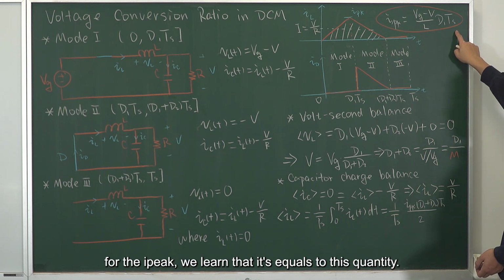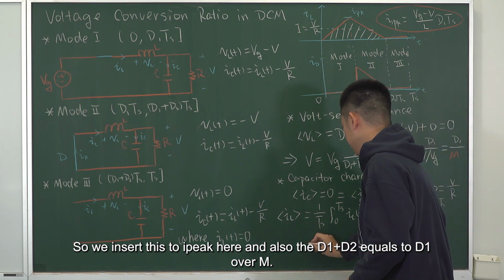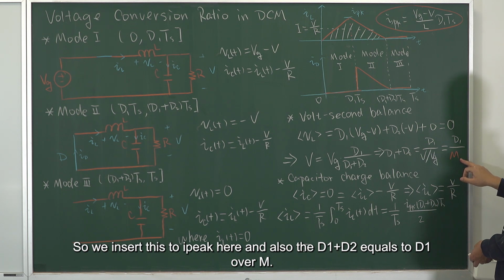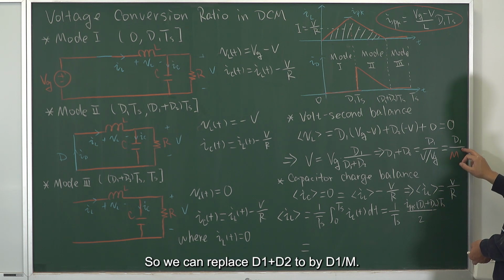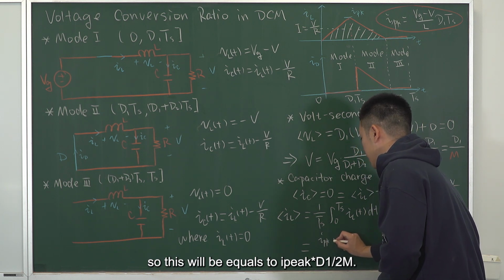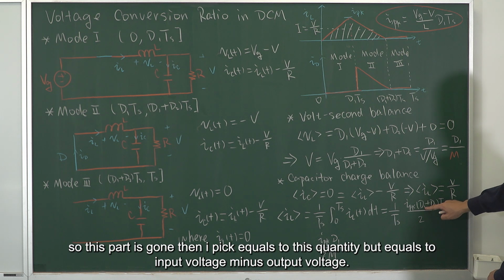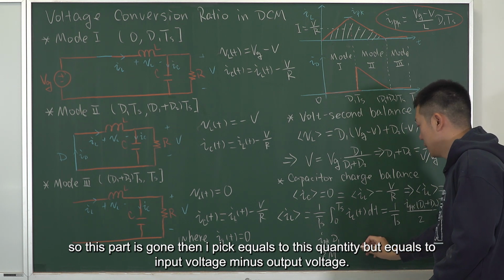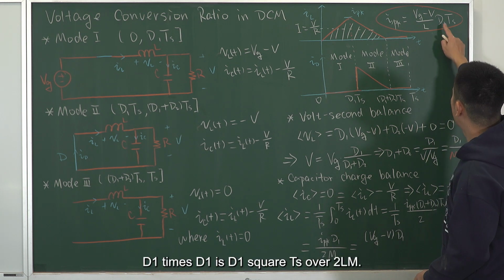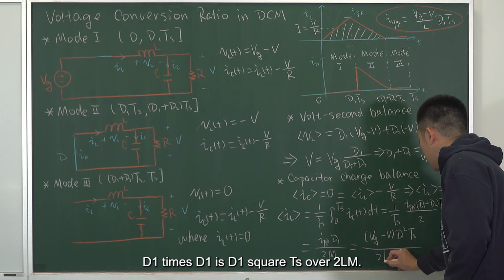For the I peak, we learned that it equals this quantity, right? So we insert this 2 I peak here. And also, d1 plus d2 equals d1 over M. So we can replace d1 plus d2 by d1 over M. So this will be equal to I peak d1 over 2M. So this part is gone. Then I peak equals this quantity, so equals input voltage minus output voltage, d1 times d1 is d1 square, Ts over 2LM.